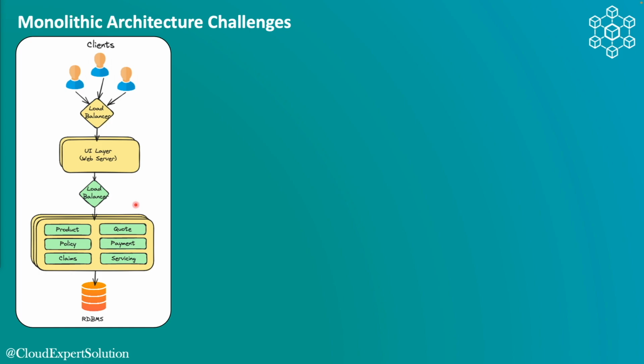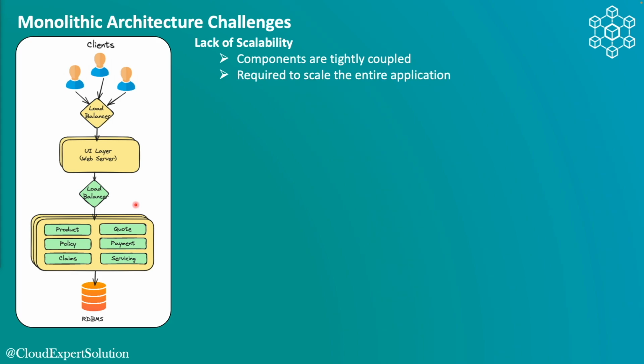On the left hand side, this is a low level diagram that I have created for the architecture diagram. To start with, the first challenge is lack of scalability. That means all the components are tightly coupled, which requires scaling the entire application.